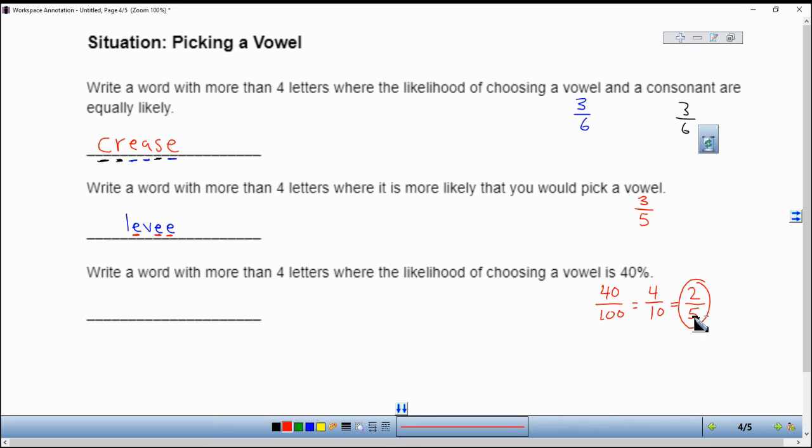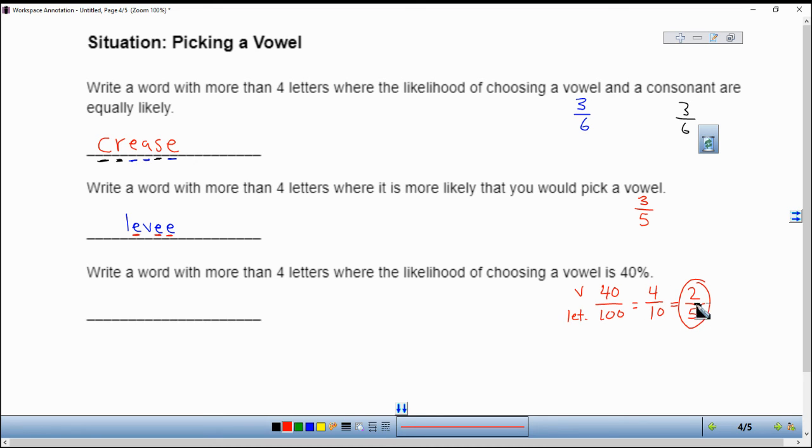Let's try to get a 5-letter word. So this is vowels, and this is letters. We could write a 100-letter word with 40 vowels, but I don't think we're going to find one necessarily like that. 4 out of 10 or 2 out of 5.